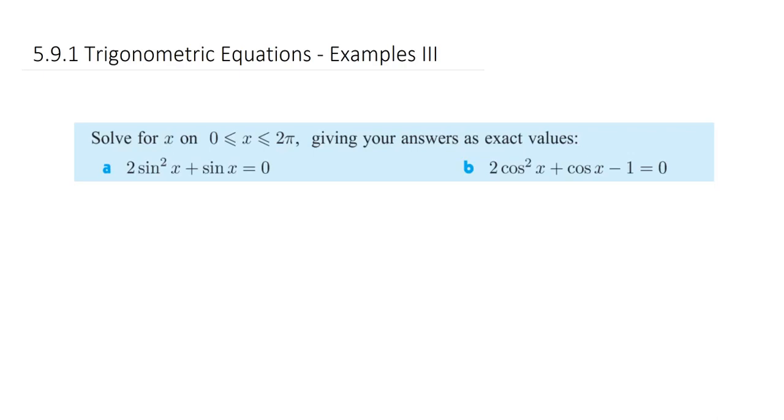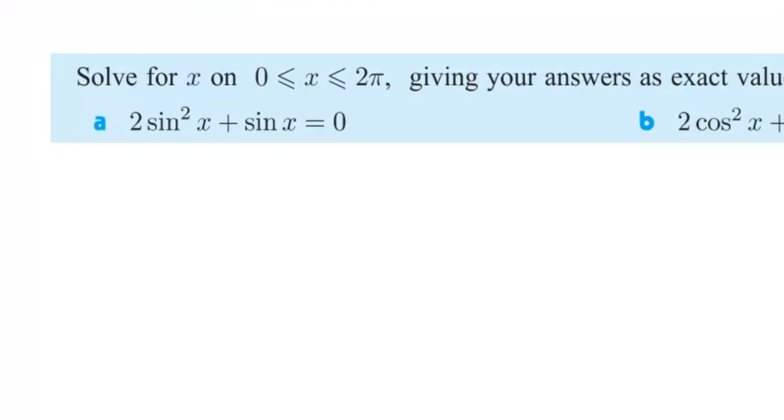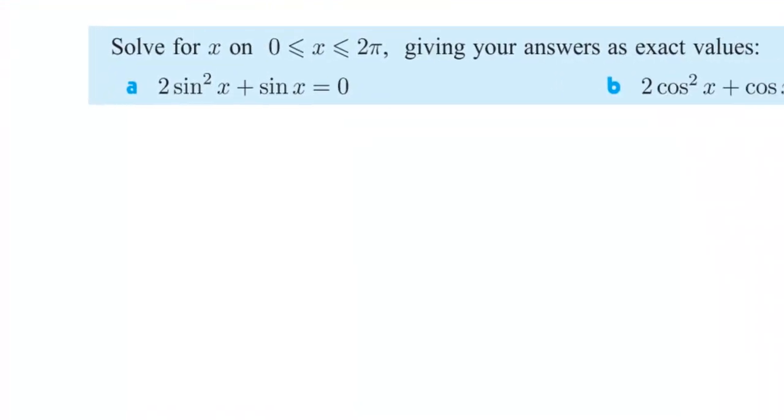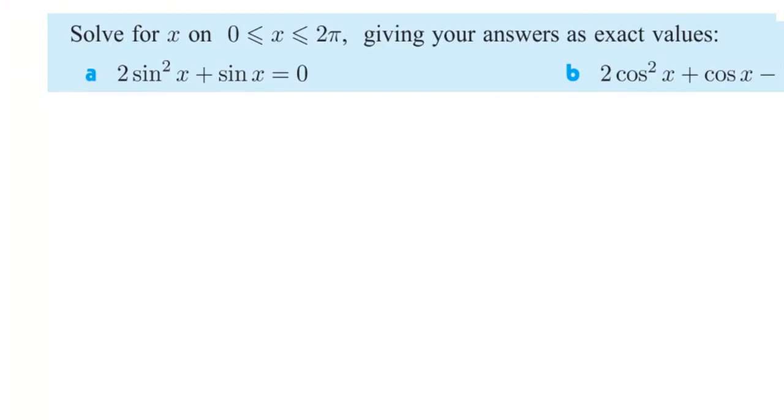Hello everybody, today we're going to have a look at some more trig equations. This time we'll look at quadratic ones in particular. So just two examples today. Have a look at the first one. We have 2 sine squared x plus sine x is equal to 0. We're solving this for a boundary of 0 to 2 pi.